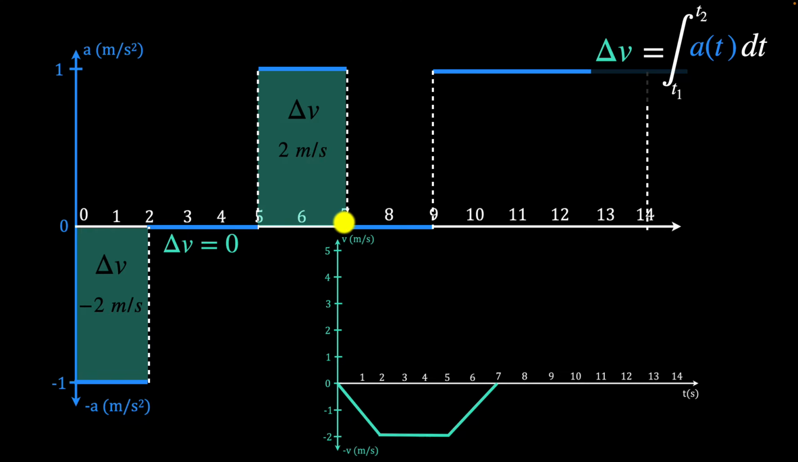But anyways, let's proceed. So 7 to 9 seconds, again, there is no acceleration. Change in velocity is 0. So the velocity stays the same. It was 0 at 7 seconds. So until 9 seconds, the velocity stays 0.